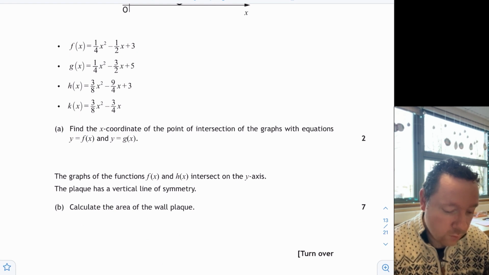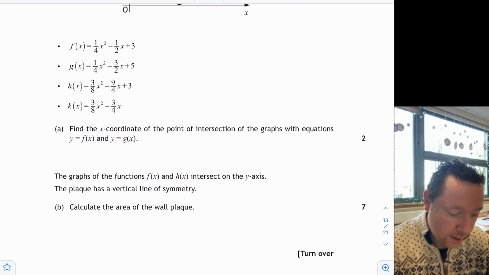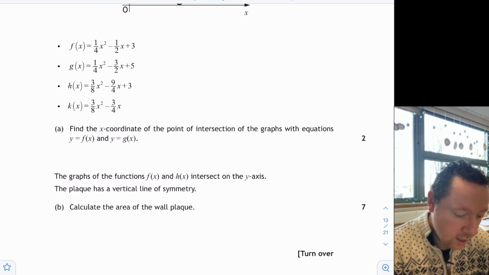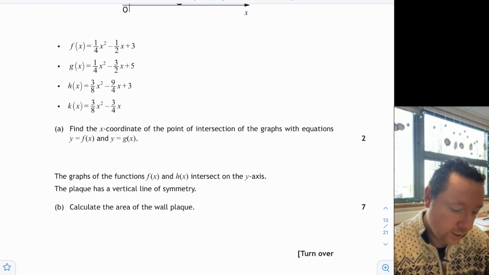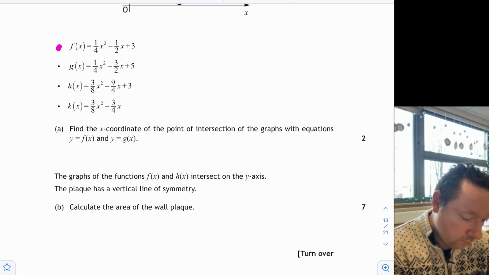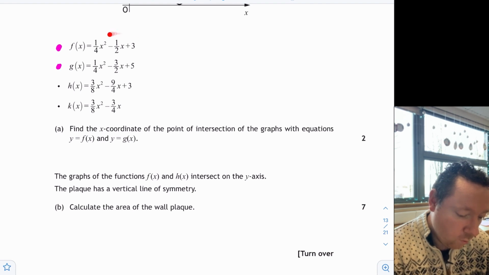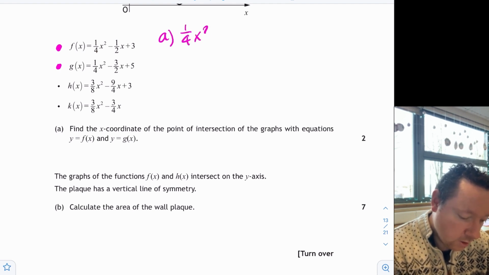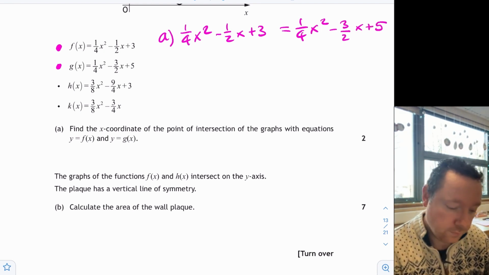Find the coordinate of the point of intersection of the graphs of y equals f of x and y equals g of x. So point of intersection means simultaneous equations. The two I need are this one and this one. Since that would equal y and y, I can just make both of these equal to each other. To get 1 mark for part A, I can just write a quarter x squared minus a half x plus 3 equals a quarter x squared minus 3 over 2x plus 5. And that'll give you your first mark.